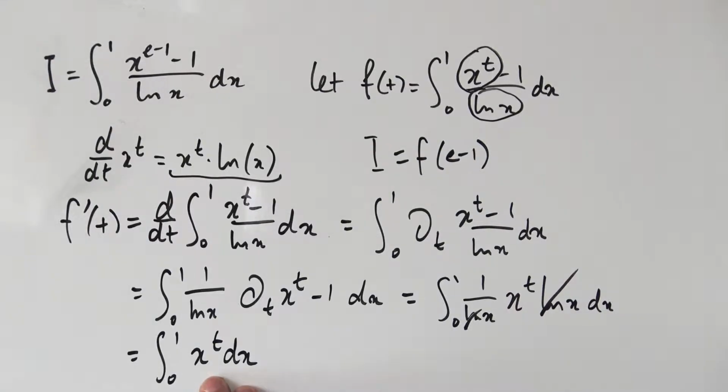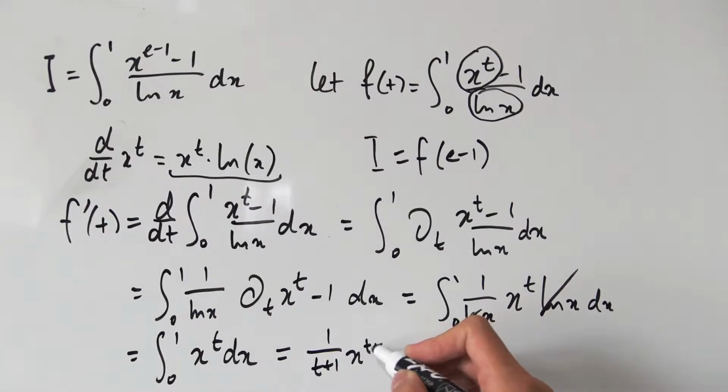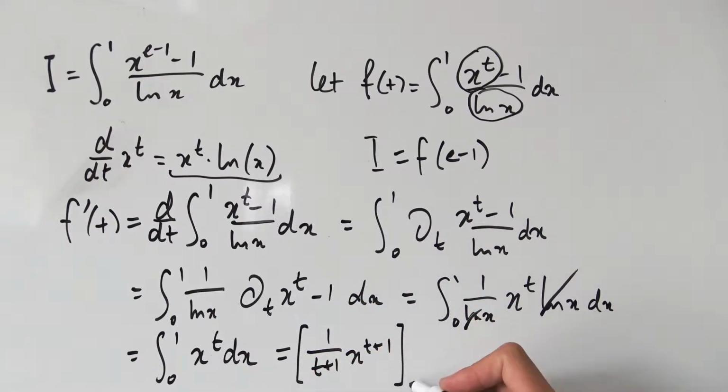Alright, and now we can just simply take the antiderivative of this thing and evaluate it at its bounds. So now we have 1 over t plus 1, x to the t plus 1. So this thing here is just the antiderivative of x to the t, and we want to evaluate this thing from 0 to 1.